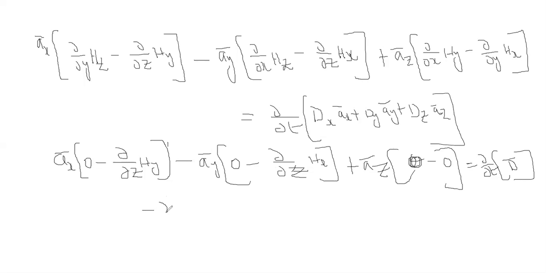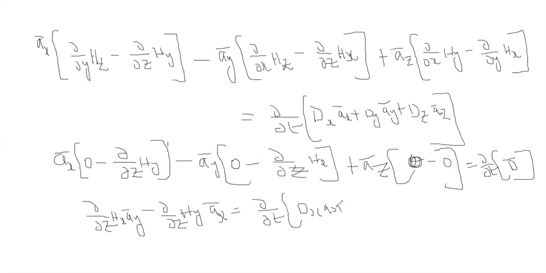That is minus ∂/∂z of Hy a_x bar, and here the minus into minus is a plus. So ∂/∂z of Hx a_y bar is equal to ∂/∂t of Dx a_x bar plus Dy a_y bar plus Dz a_z bar.